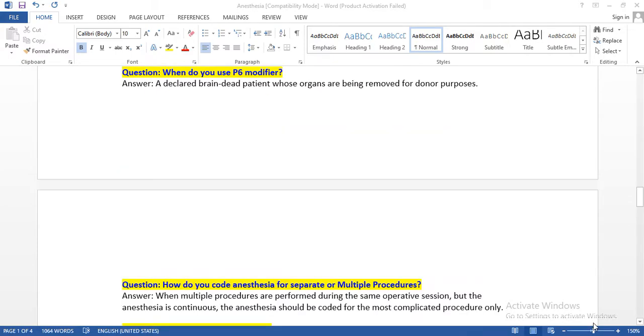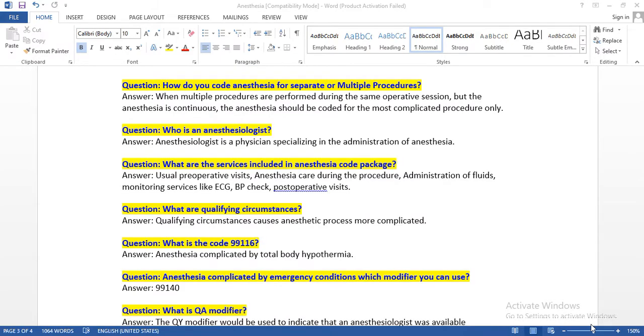When do you use P6 modifier? Answer: a declared brain dead patient whose organs are being removed for donor purposes. How do you code anesthesia for separate or multiple procedures? When multiple procedures are performed during the same operative session, but the anesthesia is continuous, the anesthesia should be coded for the most complicated procedure only. So we need to use anesthesia for the more complicated procedure.